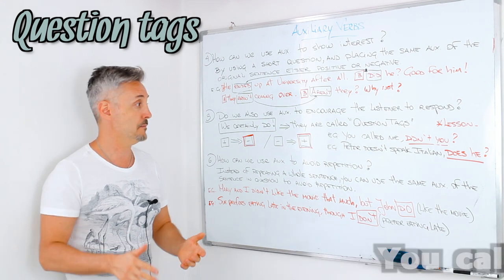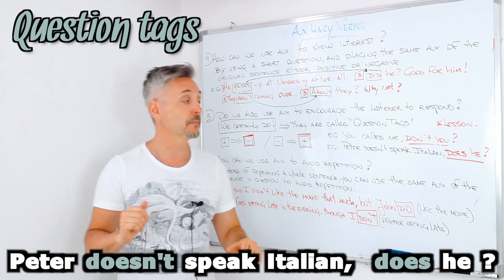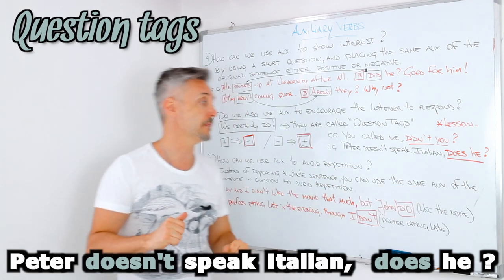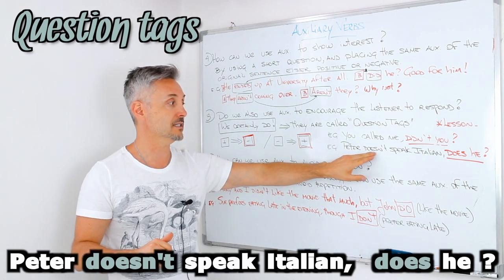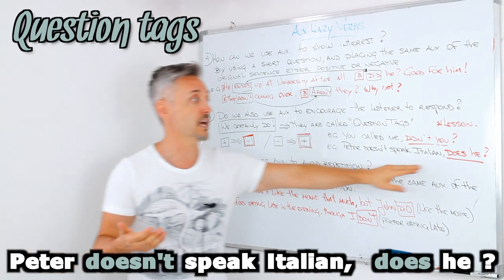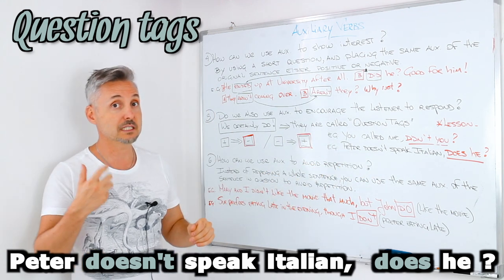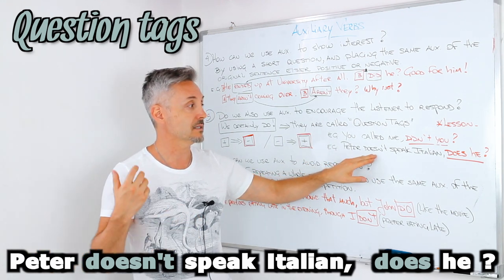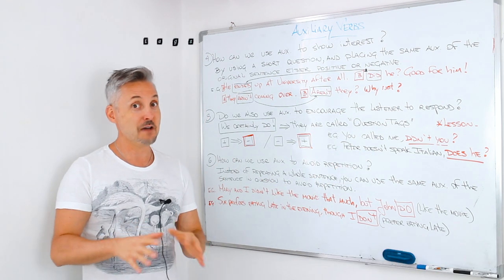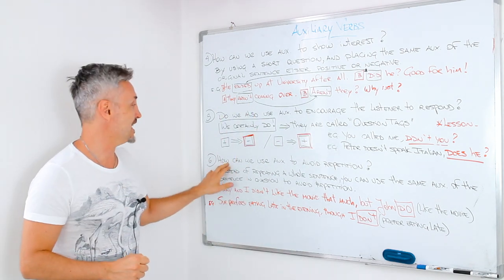And another example, Peter doesn't speak Italian, does he? So Peter doesn't speak Italian. Does he? So doesn't is negative, and because it's negative, the question tag must be positive. And in this case, the auxiliary verb is does. So it's present simple. Now, the last question, okay? I'm really tired after all these questions. So let's take a look at the last question.